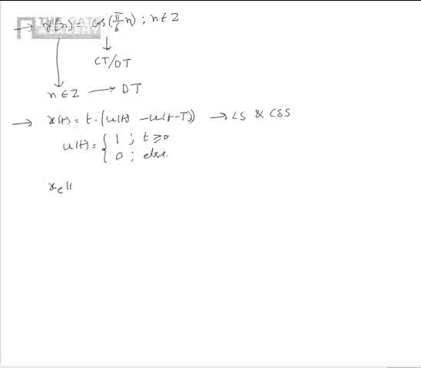We know that the conjugate symmetric part of the signal xe of t is given as x of t plus x star of minus t divided by 2.